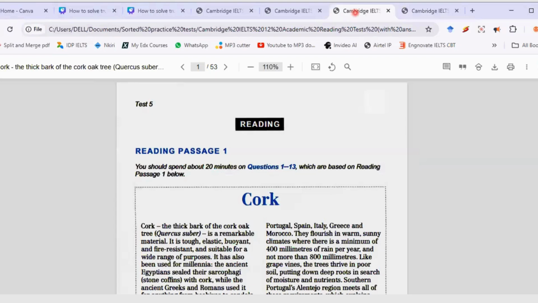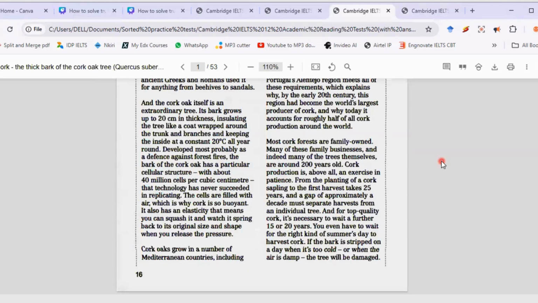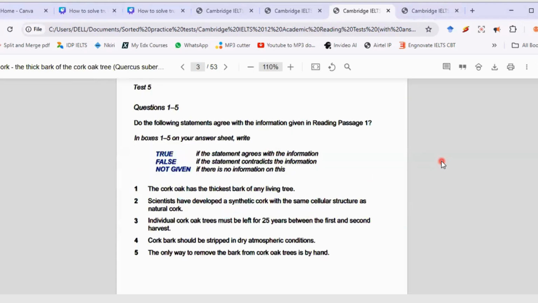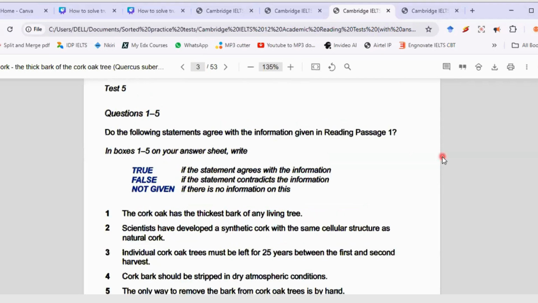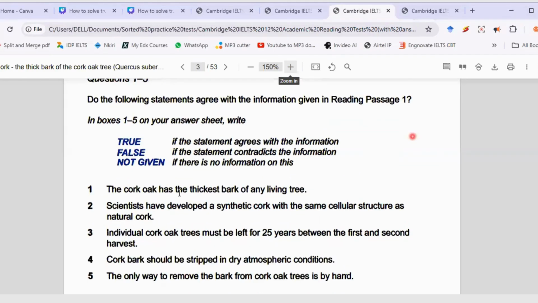Now let's look at IELTS Academic. So this is Cambridge IELTS Academic 12, test 5. And here are true false not given questions. We're just going to take some questions from here also, and then we're going to see how that one goes. So look at the question here again. It says that the cork oak has the thickest bark.